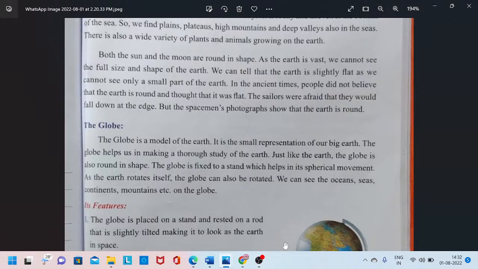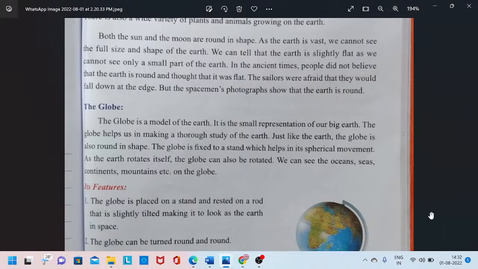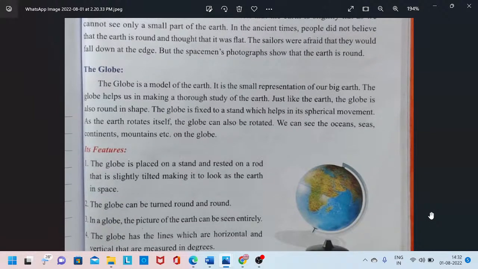So what is the globe? Where do we find this and what is it? Let us see the globe. The globe is a model of the earth. It is a small representation of our big earth.